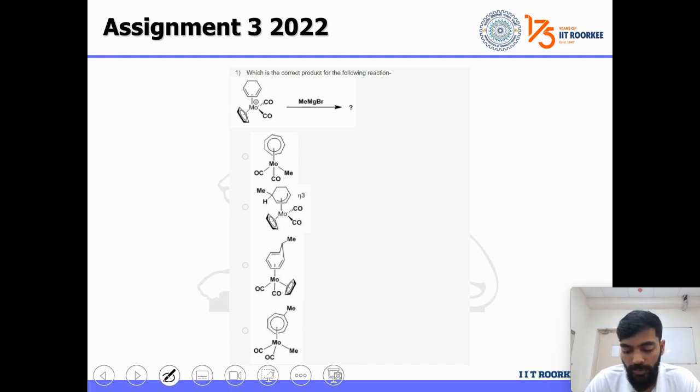Page number 143. You can go there. Whenever delta S is negative, it will be associative. Whenever delta V is negative, it is associative. Whenever delta S is positive and delta V is positive, it will be dissociative. A proper explanation is on page number 143 of Ilias for question number 6.